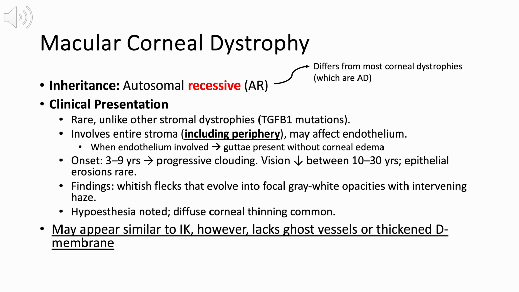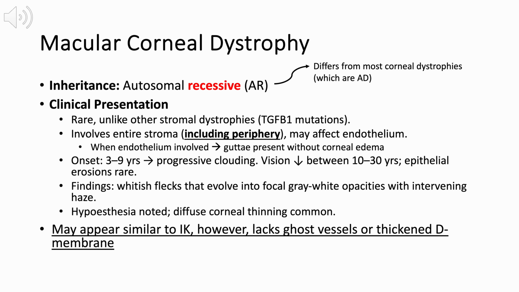Now we will shift our attention to those dystrophies related to the stroma. Let's first talk about macular corneal dystrophy. Unlike most corneal dystrophies, which are autosomal dominant, macular is inherited in an autosomal recessive pattern, making it unique in this sense. It is rare and involves the entire stroma, including the periphery, and may even extend to the endothelium, which appears as guttae without corneal edema.